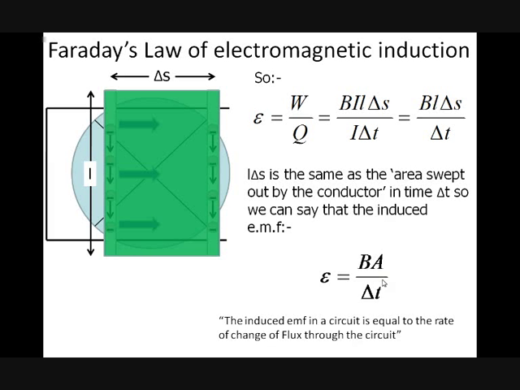Straight away now you can see that this looks like the law of electromagnetic induction. The induced EMF of a circuit is equal to the rate of change of flux. So delta T means a rate of change, and we've got flux tied up in our flux density of B and our area of A.